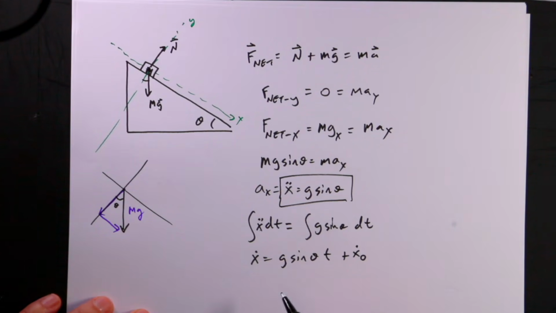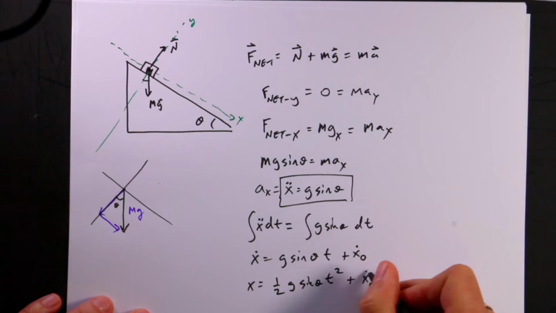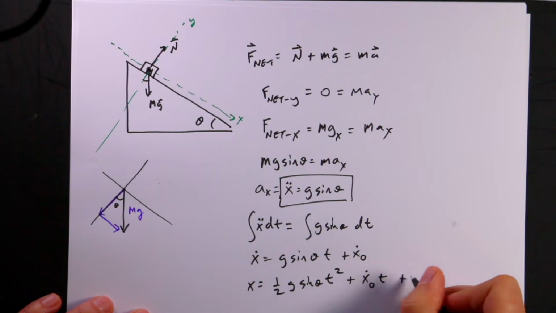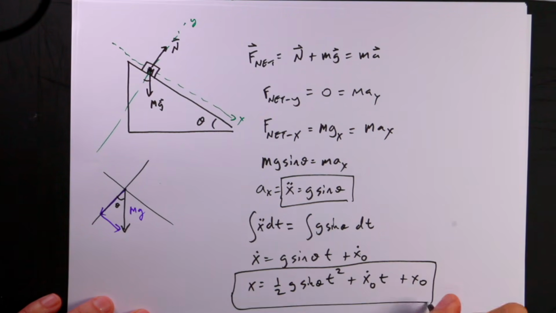Now I can integrate again one more time. And this side I get x. Here I get 1/2 g sine theta t squared. This one is going to have a t plus x dot 0 t, and then I have to again evaluate it at t equals 0, so say plus x0. And there's my equation of motion for a block sliding down a plane. And we only cheated a little bit, right?